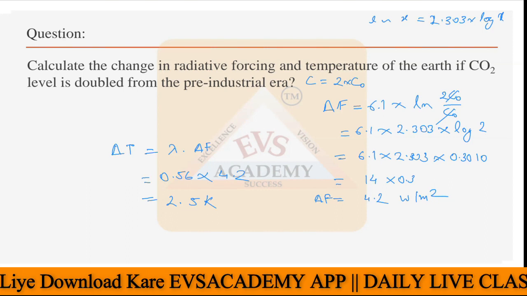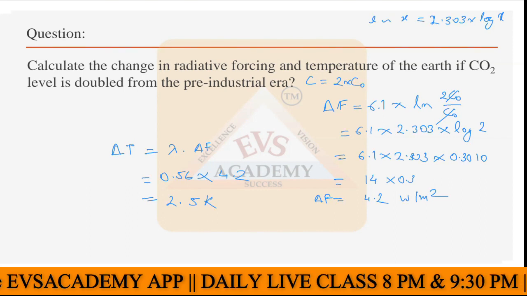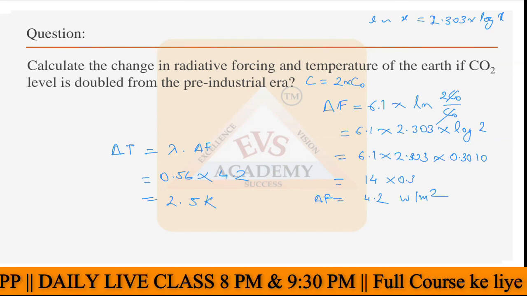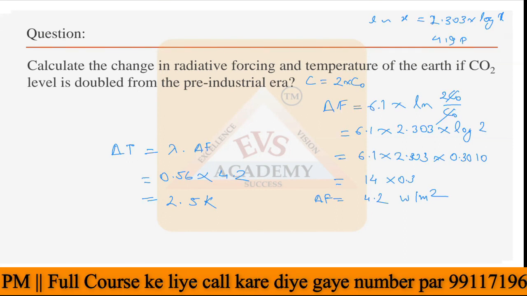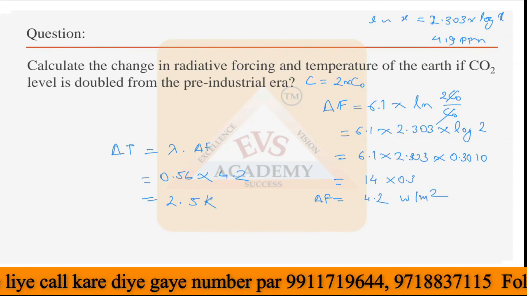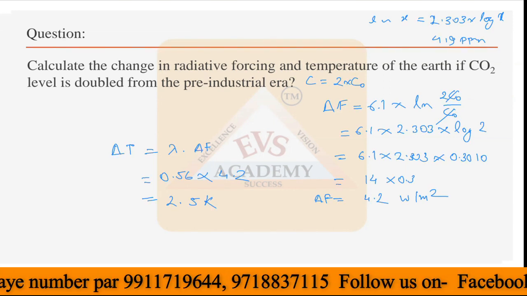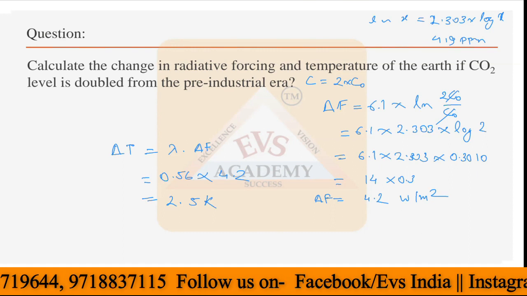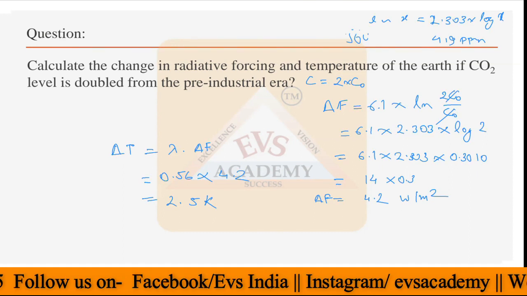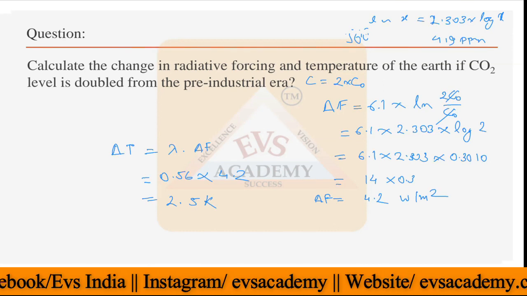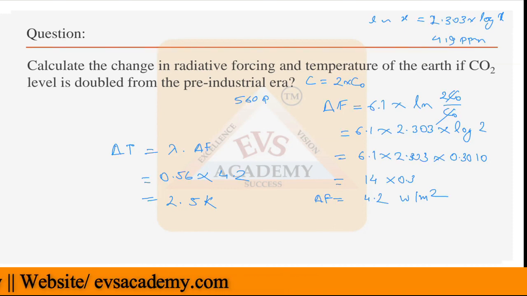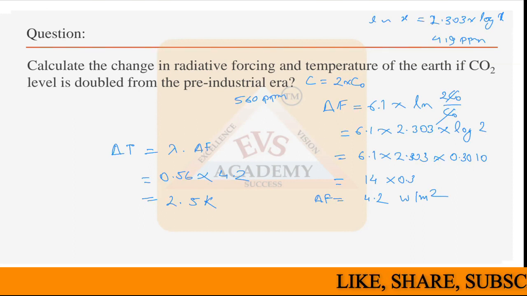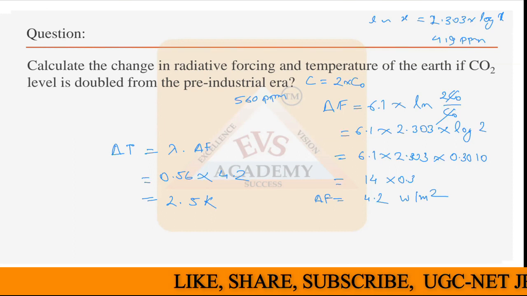So here you can see that by doubling the CO2 amount in the atmosphere from the pre-industrial level of 280 ppm, right now we have around 419 ppm of CO2. Doubling from 280, you will go to 560 ppm. So whenever we reach 560 ppm, the temperature of Earth would be 2.5 degrees Kelvin more as compared to the pre-industrial era. That is the meaning of this particular calculation.